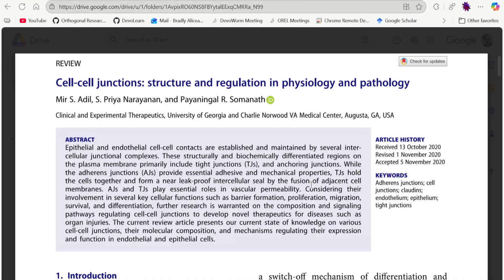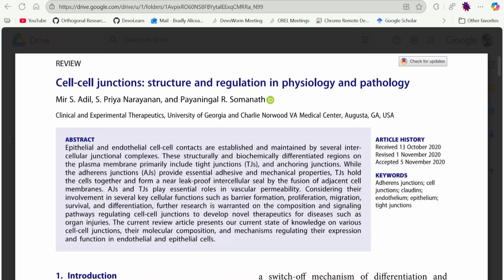In the abstract, they say that epithelial and endothelial cell contacts are established and maintained by several intracellular junction complexes. These structurally and biochemically differentiated regions on the plasma membrane primarily include tight junctions, which are abbreviated TJ, and anchoring junctions, which are not abbreviated, while the adherens junctions, which are AJ, so adherens is AJ, and tight is TJ, and then anchoring junctions are kind of generic. So just keep that in mind.